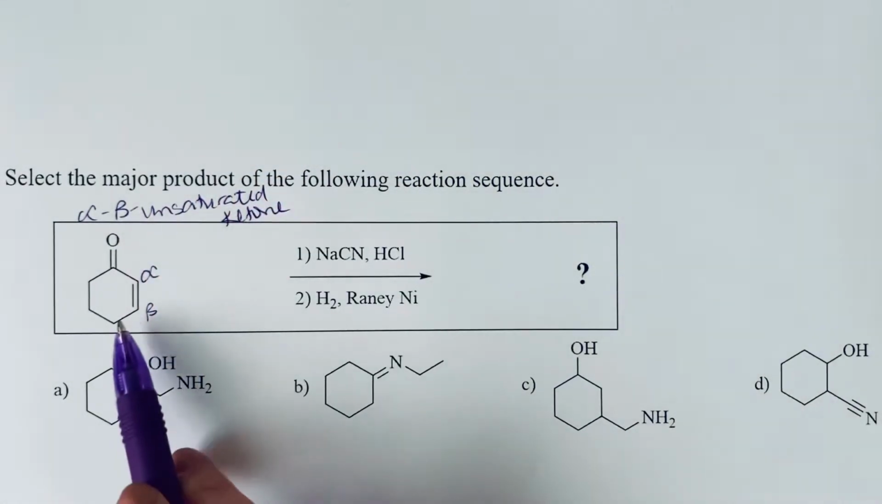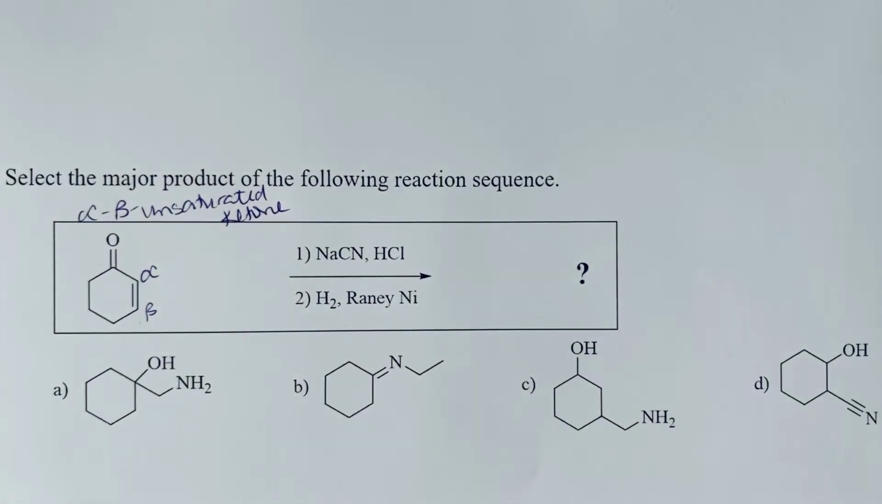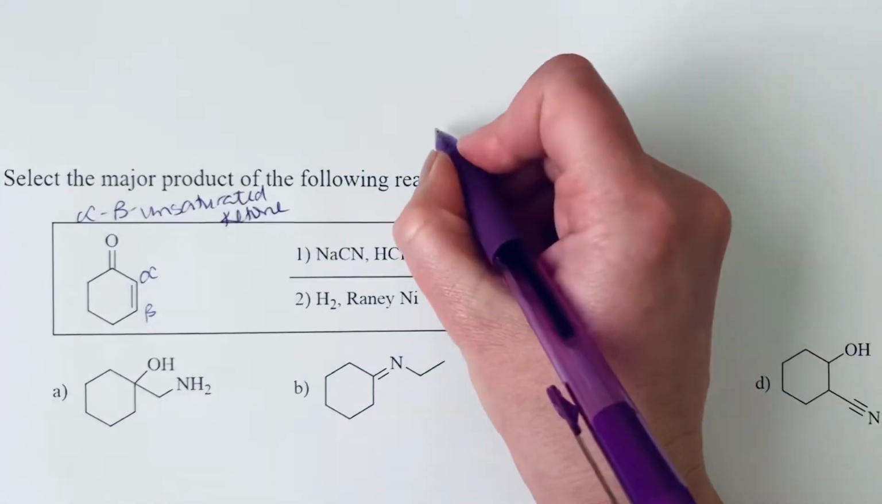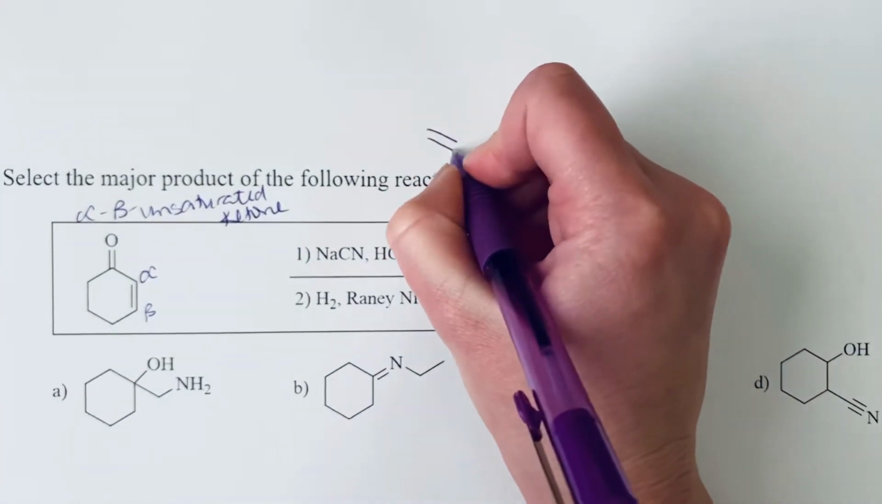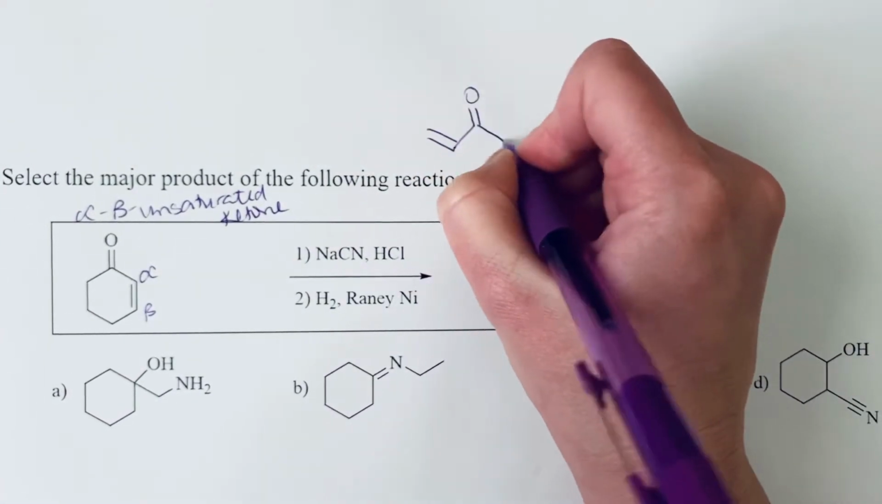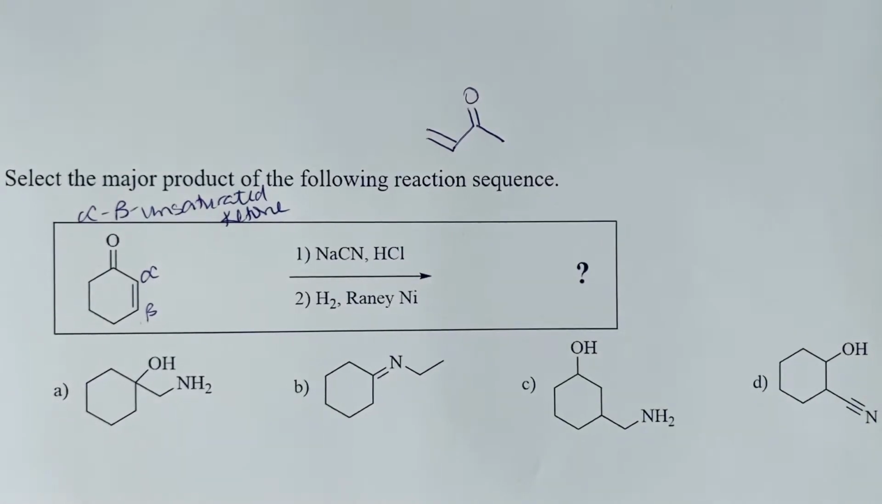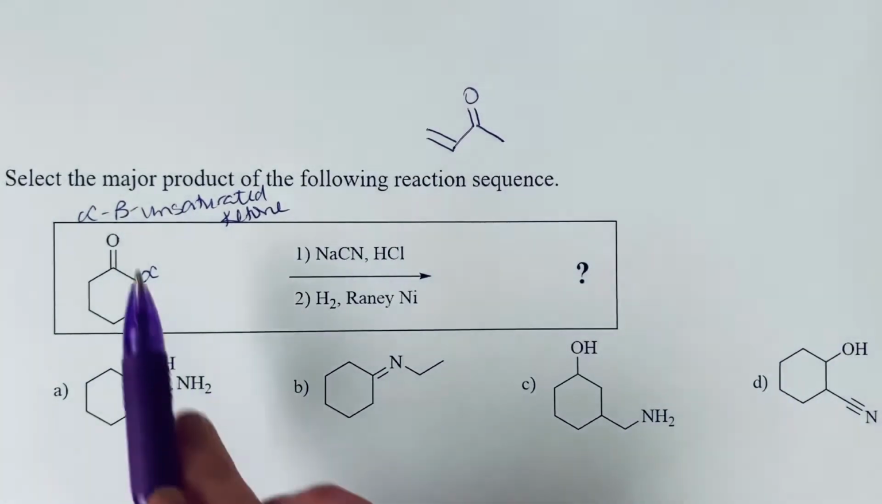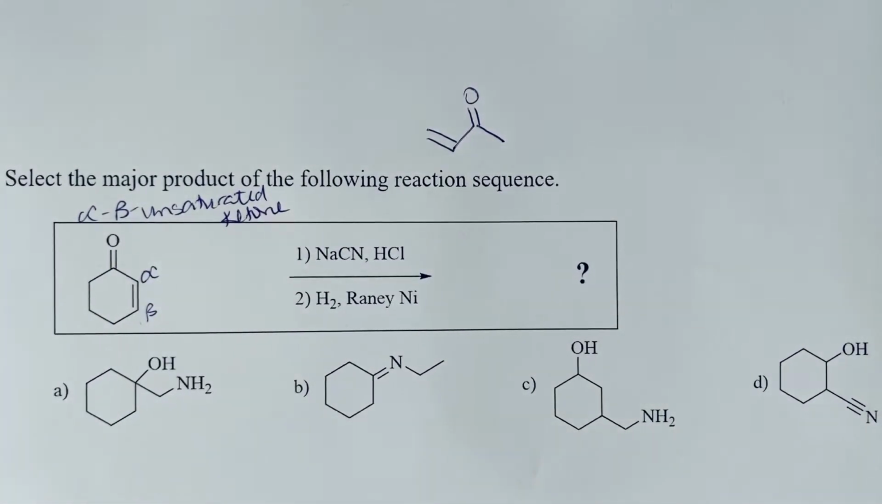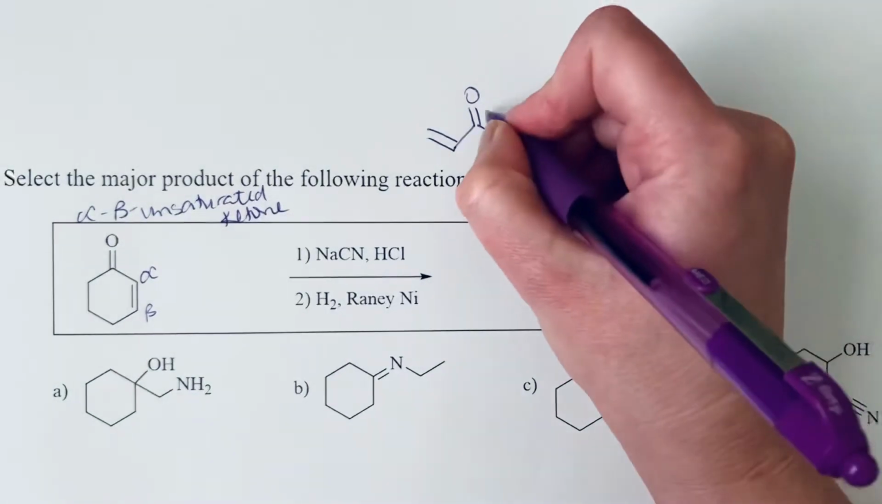The fact that this alkene is in conjugation with the carbonyl is significant because it means we've got some resonance. So let's look at this generically. First of all, I'm going to draw a simpler unsaturated ketone. What I want to recognize when we have an alpha beta unsaturated ketone is that we have two different electrophilic sites because we've got resonance.